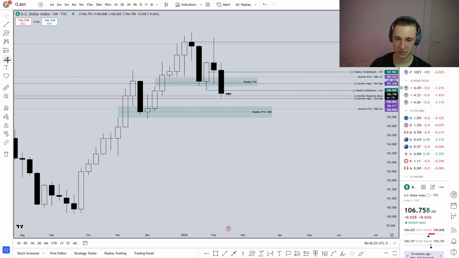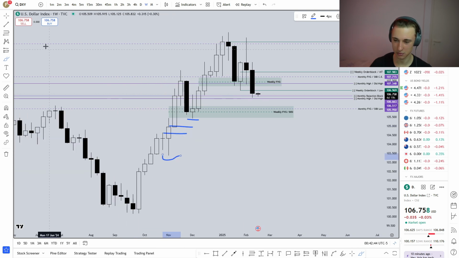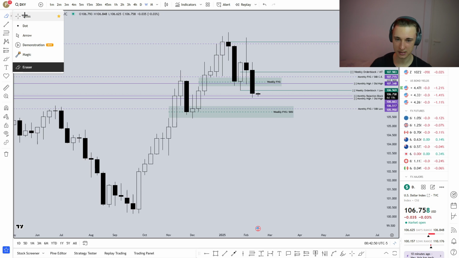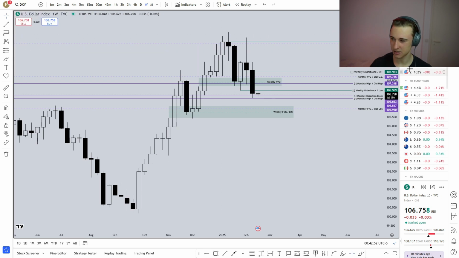If this week really can close below the mean threshold of this weekly bullish order block, then we could really see some more downside trading into this sell side liquidity pool, and we could even revisit this weekly fair value gap right here, or even this sell side liquidity pool, because we may have a major long-term reversal underway at this high right here.